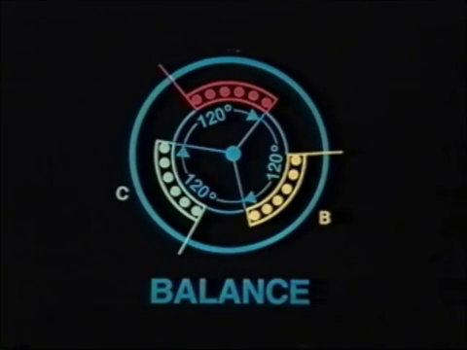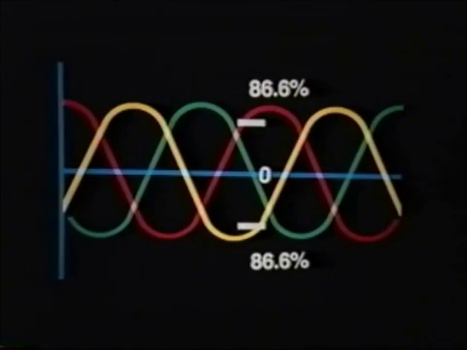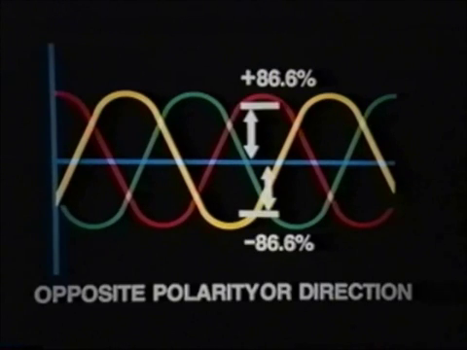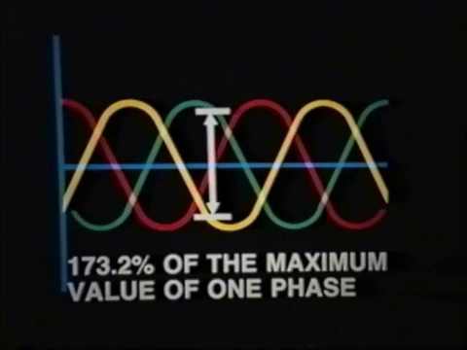The 120 electrical degrees separation of phases maintains the balance in the system. When one phase has a voltage value of 0, the other two phases are equal in magnitude, or 86.6% of their maximum value. These two phases are also of opposite polarity or direction. The voltage measured between the two phases is 173.2% of the maximum value of one phase.